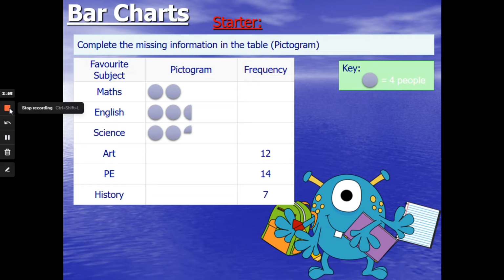So we have a look at the question. Complete the missing information in the table, the pictogram. Favourite subject: maths, English, science, art, PE and history. The pictogram is where we draw the picture, that's the tally, and the frequency is where we add them all up. So can you pause the screen, draw that out, and try and answer that please before we go through it? This is just to get you warmed up, so can you pause the screen and try and complete that table?